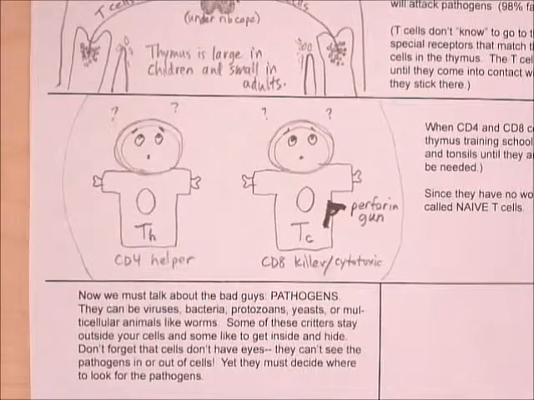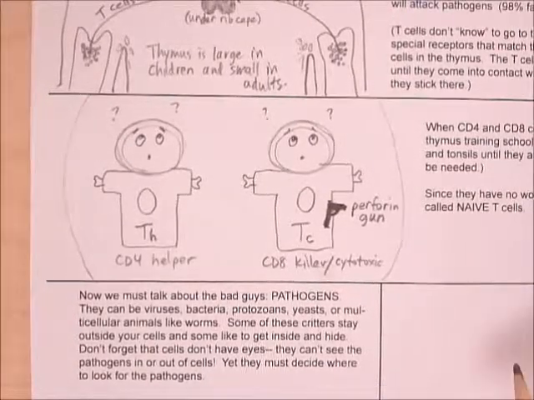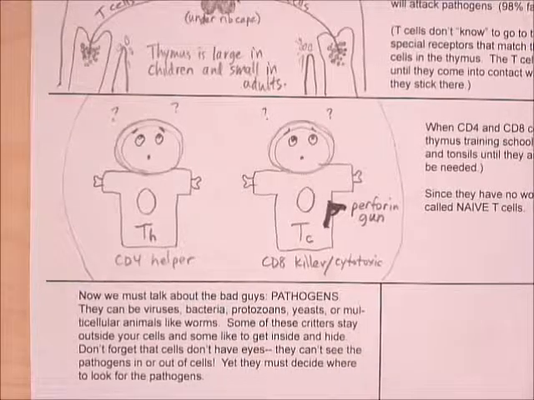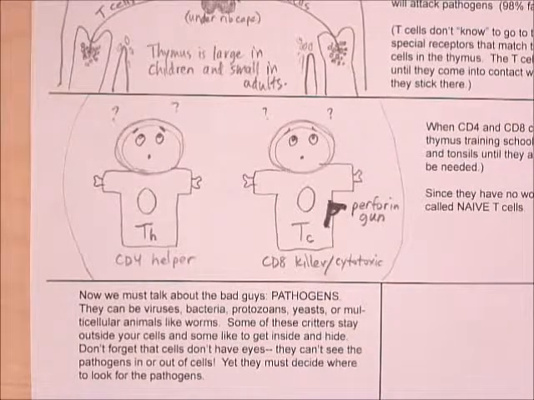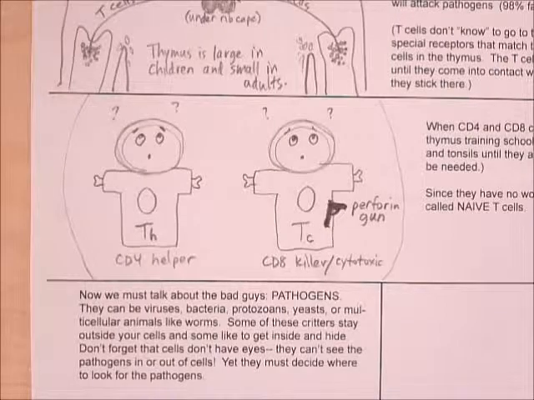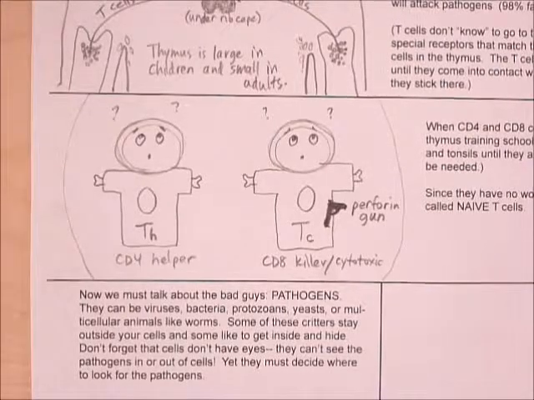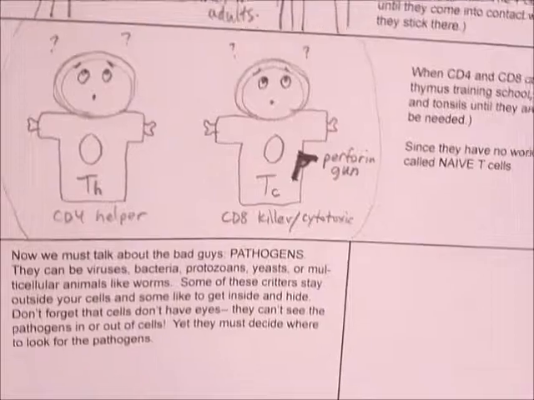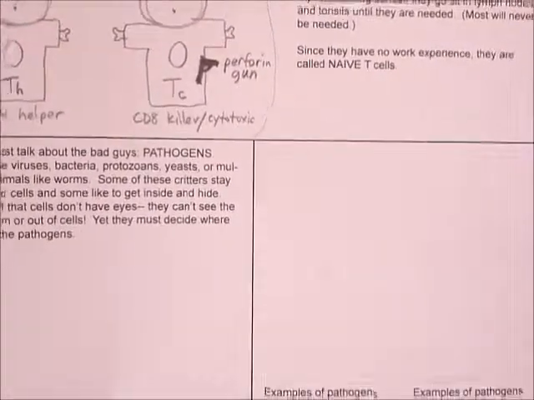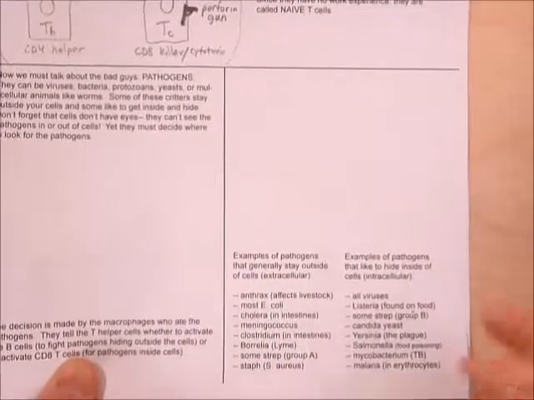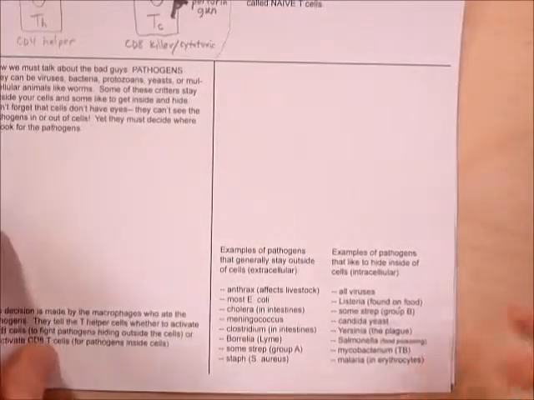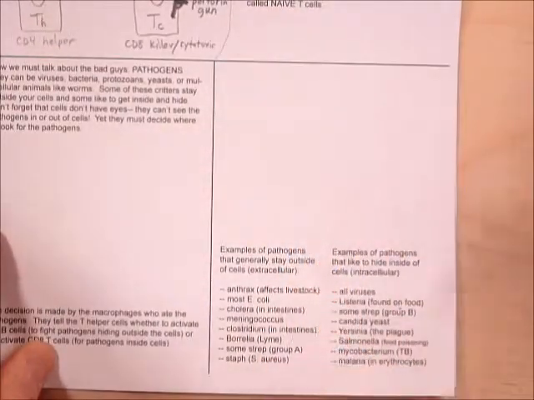Now we have to take a tiny time out here and we have to talk about the bad guys, the pathogens. Okay, pathogens can be what? Viruses, bacteria, protozoans, yeast, worms, okay, anything that doesn't belong in your body like that. Now, some of these guys stay outside your cells and some like to get inside your cells. And so we're going to do this side first and then go back here. So we're going to draw a couple of these guys, and it makes a difference to your cells where you're going to look for them.